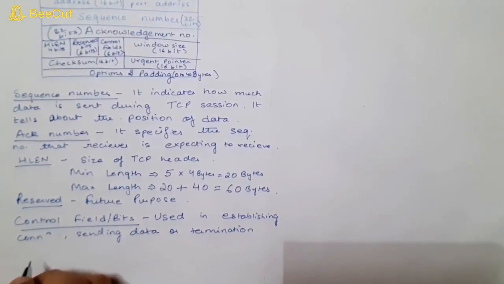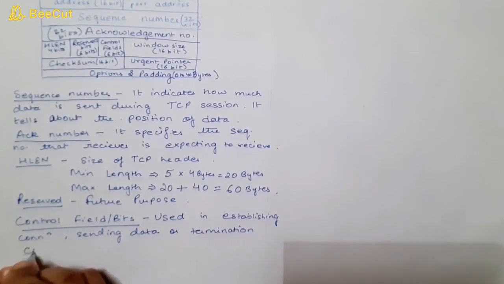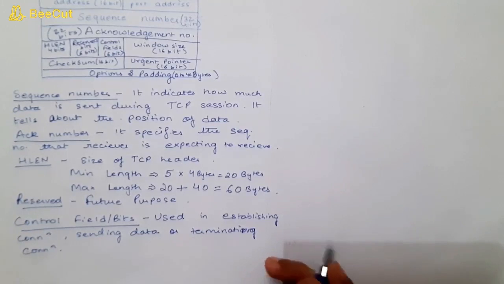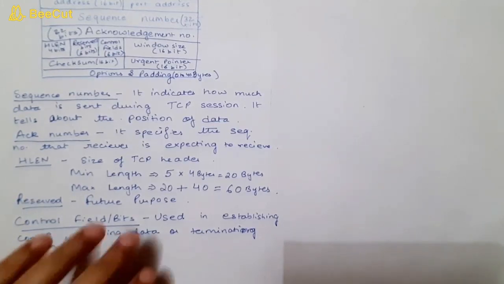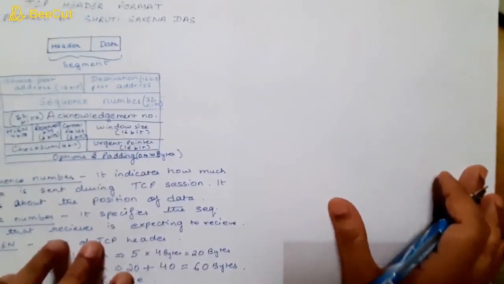Each control bit is a single bit. So these are used for sending data or terminating a connection. What are the control bits which are used? Next we are going to discuss the control bits.